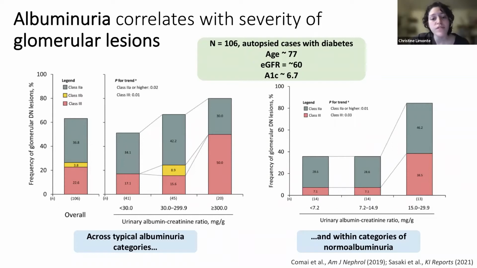More severe lesions were also seen among those with greater albuminuria, even in what we consider to be the normal range. 80% of those with a urine albumin creatinine ratio of 15 to 29 milligrams per gram creatinine had glomerular lesions compared to 40% with less albuminuria. And I will acknowledge that our numbers are small here. There were just about 15 people for each of these categories. And this is overall consistent with other reports of glomerular lesions in people with normal albuminuria and eGFR greater than 60.